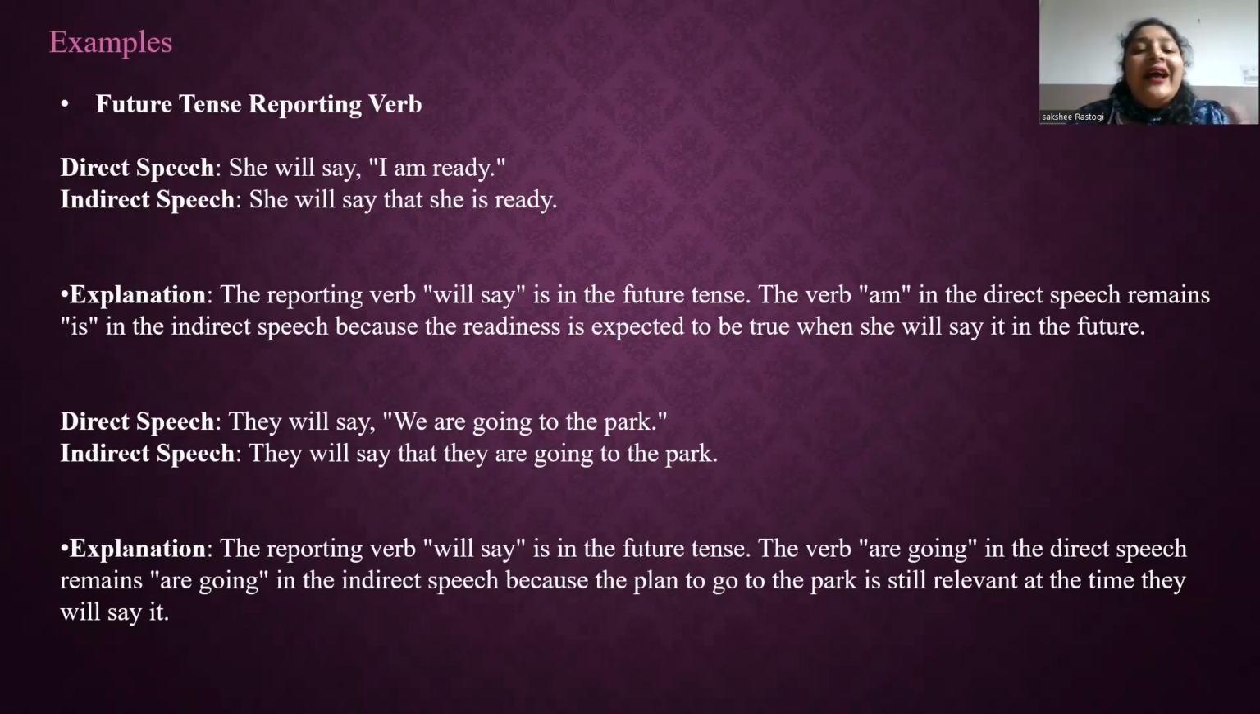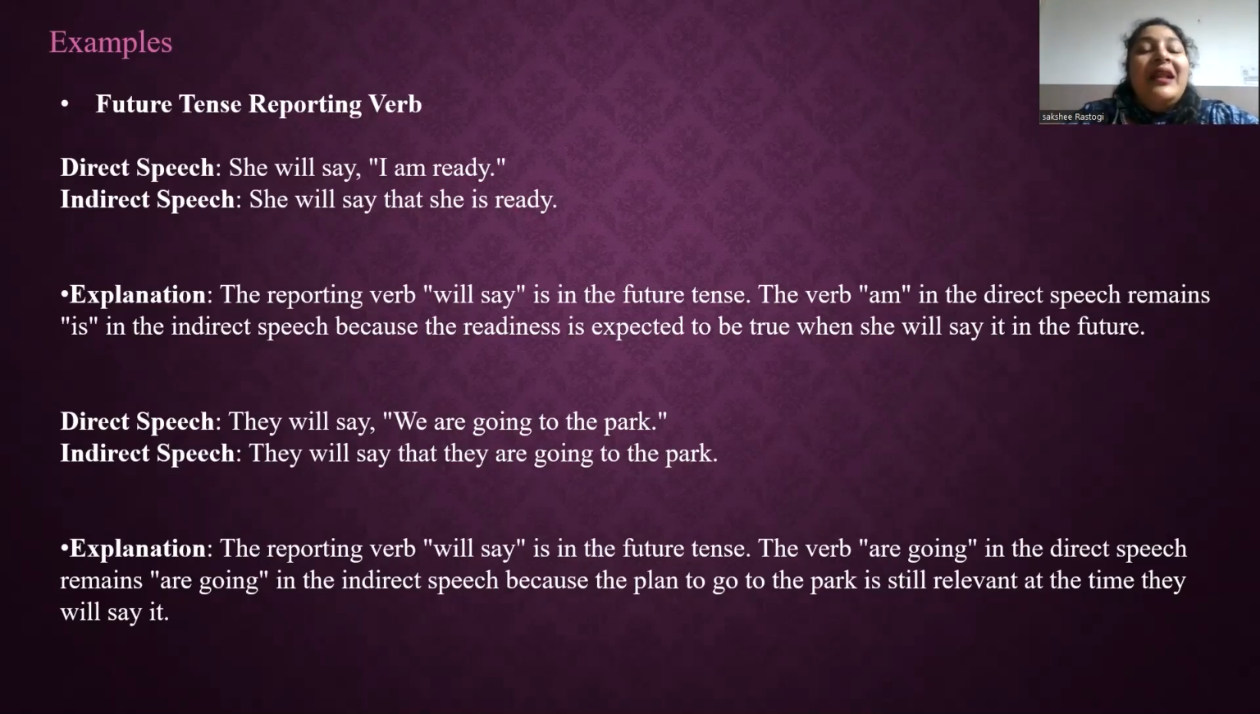So here I have some examples of the future tense reporting verb. Like if I'm just saying will say. In that speech, it shows I will be there tomorrow. So in indirect speech, she will say that she will be there tomorrow. So this is direct and indirect speech while using will say.